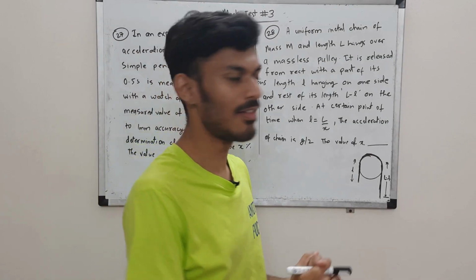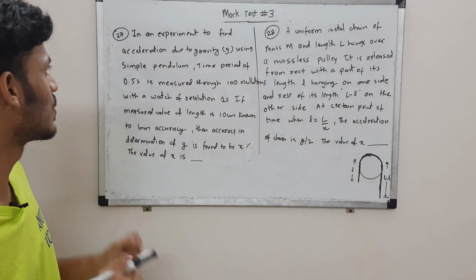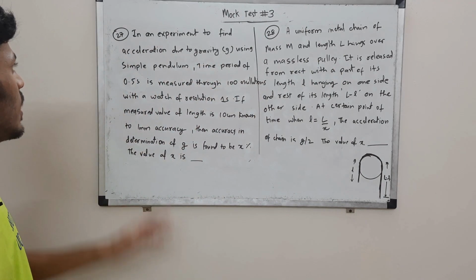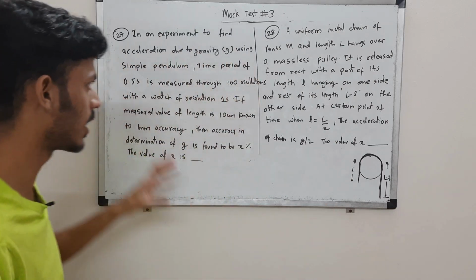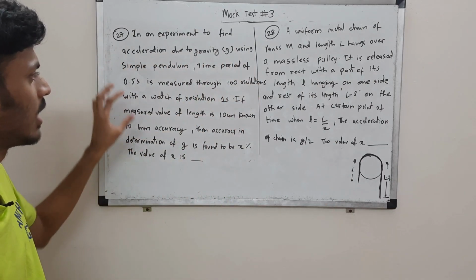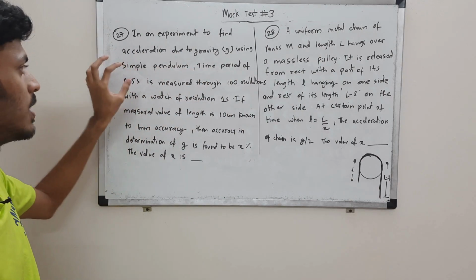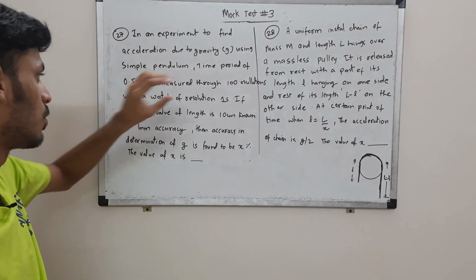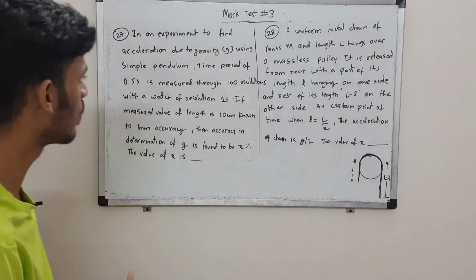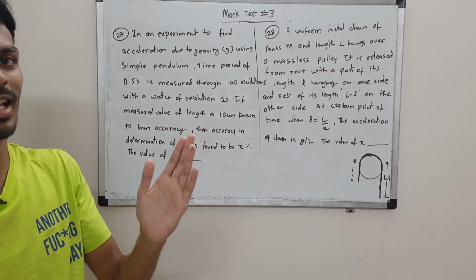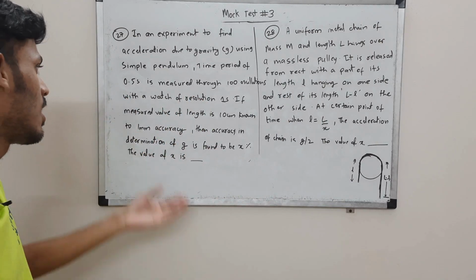So question 27 and 28 over here, few questions left before we end this paper, so let's pull up our socks and do it. So here in 27 we have an experiment being conducted to find the acceleration due to gravity through a simple pendulum. The time period of the pendulum is measured as 0.5 through 100 oscillations. The watch that we are using has a resolution of 1 second, so it can only take 1 second at a time, no seconds in between. Least it can measure is 1 second.